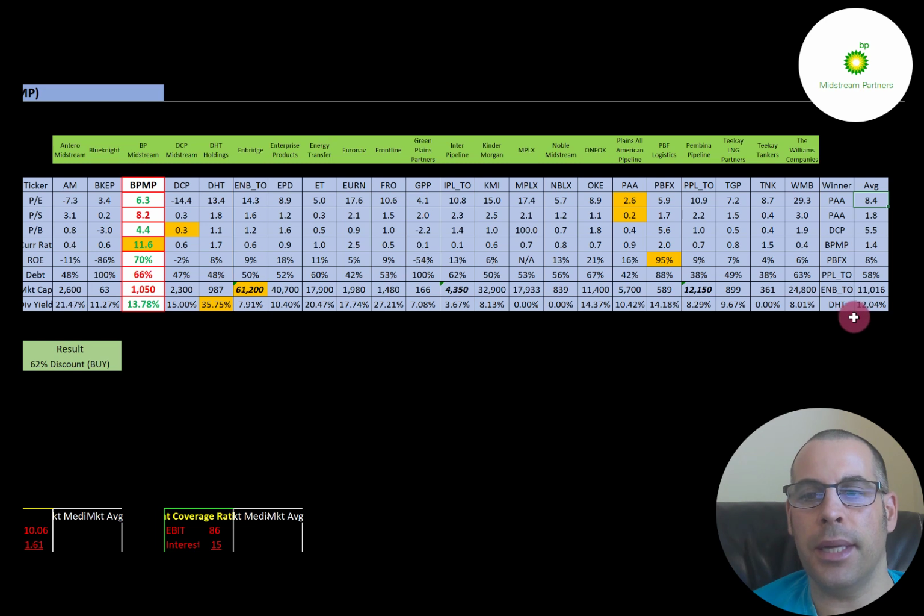The average is 12%. So to summarize, I do have them trading at a 62% discount. Their ratios look decent and their financials look really good.